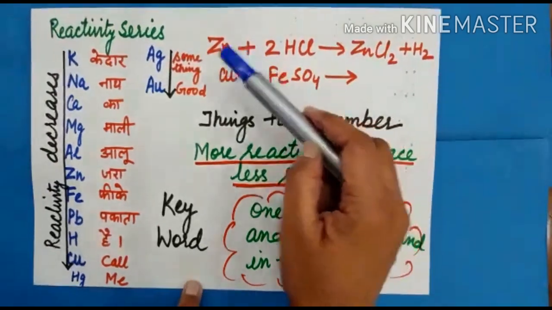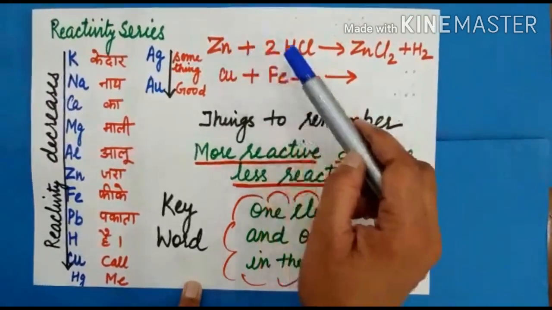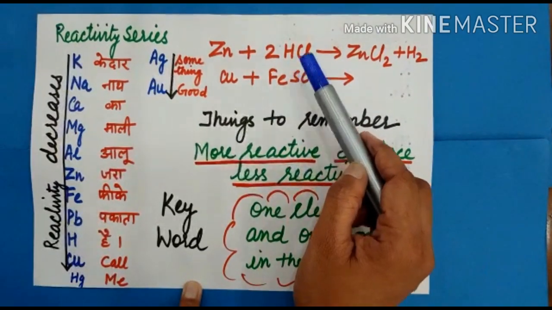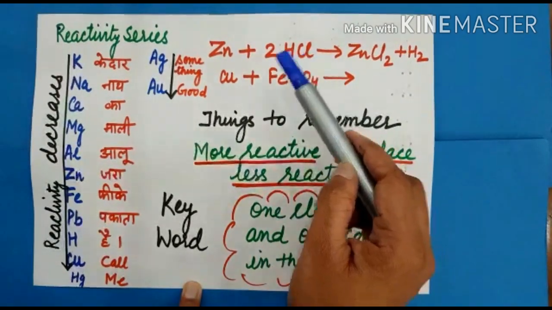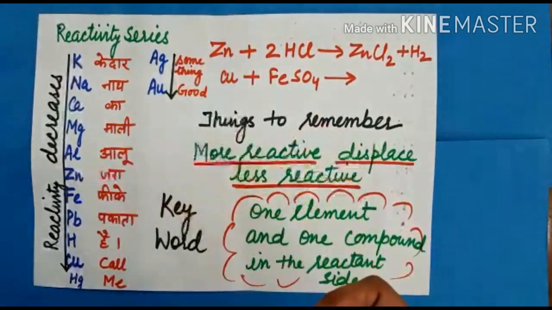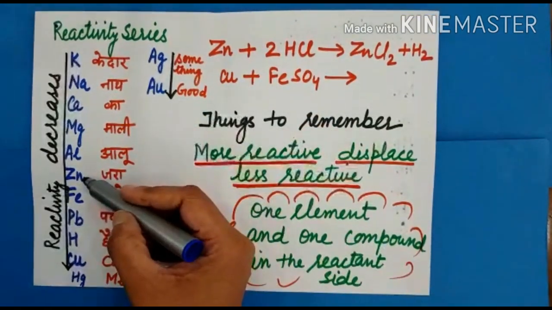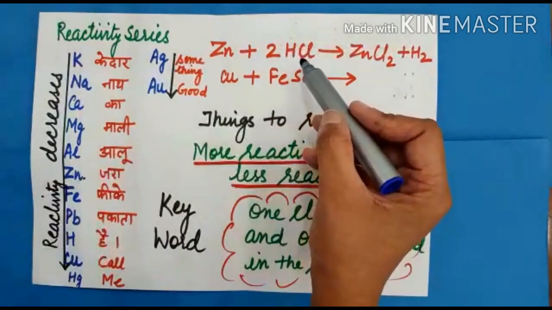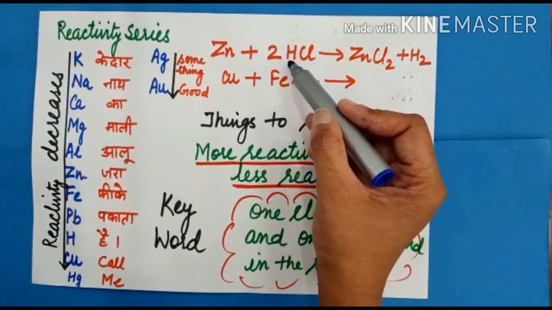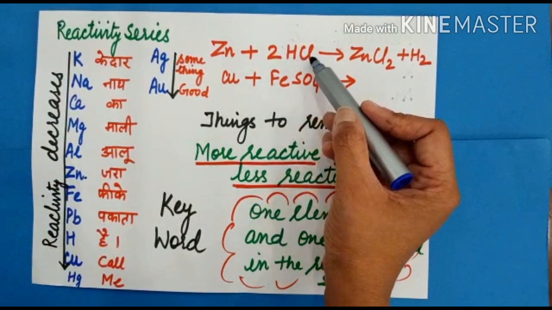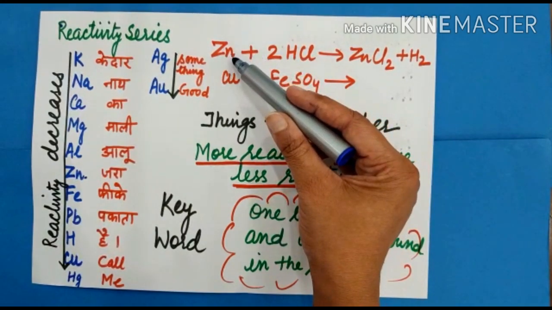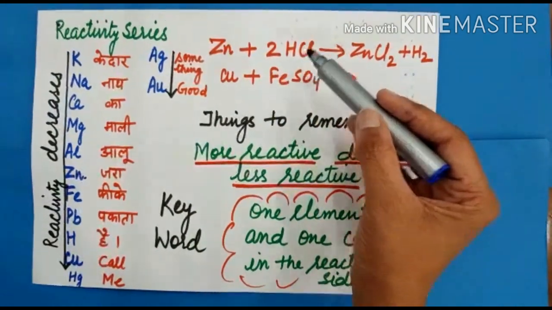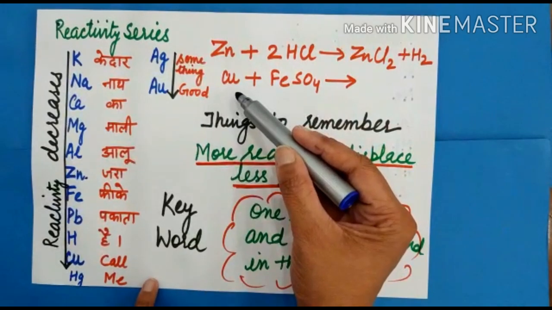In this example, as you can see, Zn displaces hydrogen from hydrochloric acid. So this is the displacement reaction. As you can see in the reactivity series, Zn is more reactive than hydrogen. So Zn displaces hydrogen from its compound. If hydrogen is present in any compound, then zinc, being a more reactive element, displaces hydrogen from hydrochloric acid. Is this reaction possible?